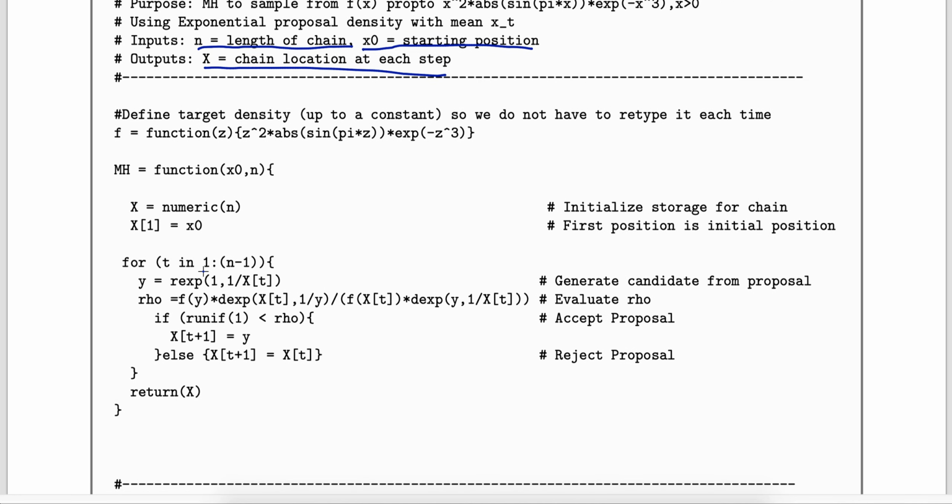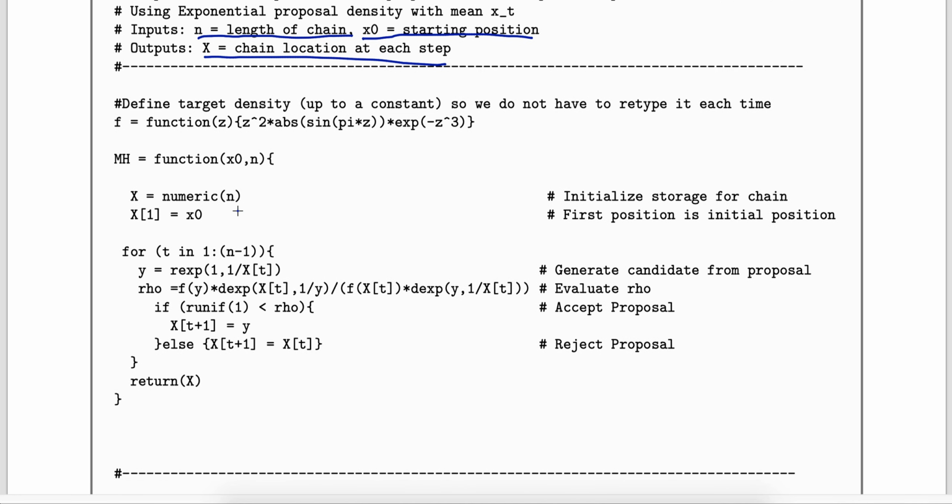And then the first position of that is going to be x naught, my inputted initial position. So the body of the algorithm is pretty straightforward. We're going to go from t from 1 to n minus 1. This indexing might seem a little bit weird. If you notice down here, I'm doing x t plus 1. So I've already got slot 1 stored, so the next one will be stored in slot 2, t plus 1. And so I only need to go to n minus 1 because this will store it in spot n.